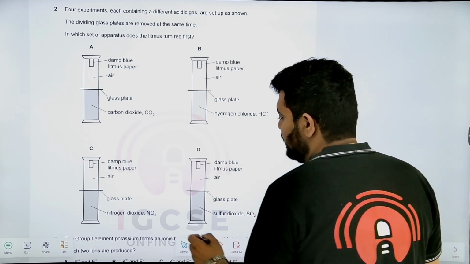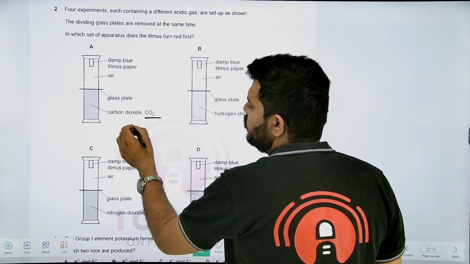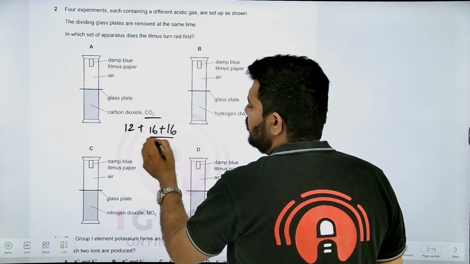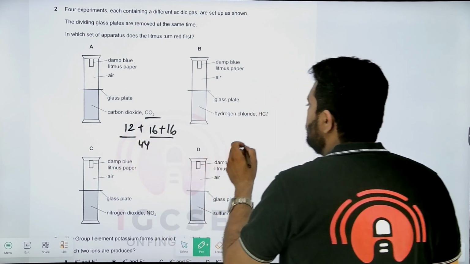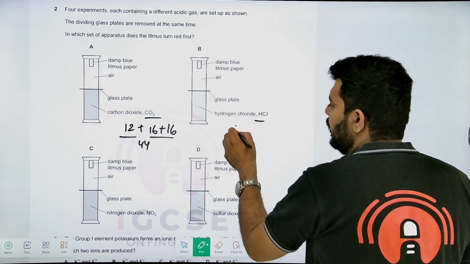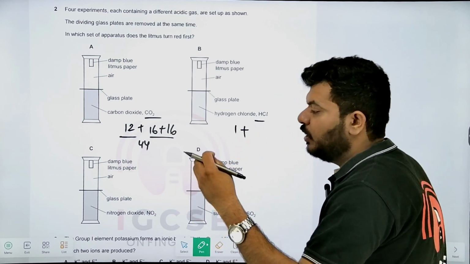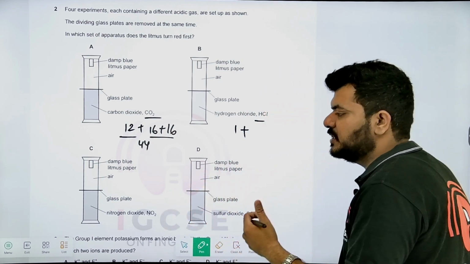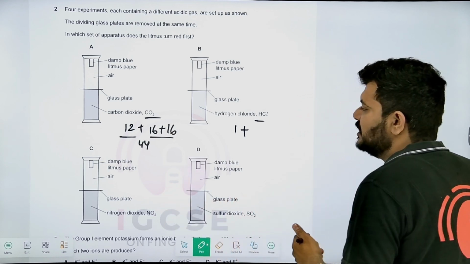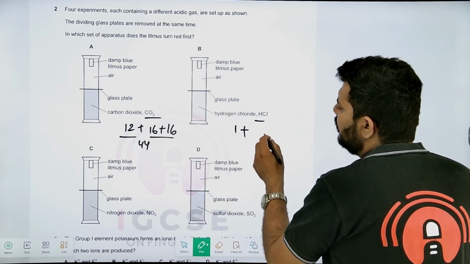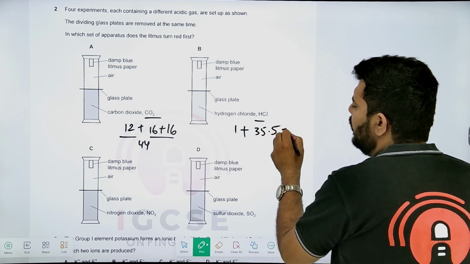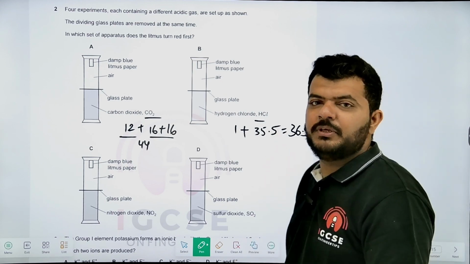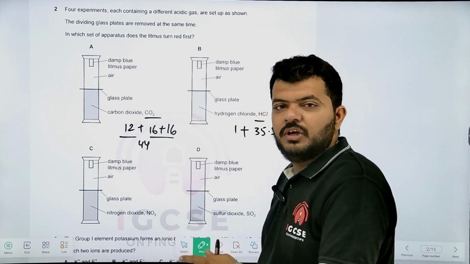To understand that, let us write the masses of these things. So you have 12 plus 16 plus 16, 32 plus 12 is 44 gram. Here you have hydrogen as 1 gram. This is their relative atomic masses. I am trying to find their relative molecular masses. The gas with lowest relative molecular mass diffuses the fastest. So we have 1 plus 35.5, which is 36.5. Right? You can find these values from the periodic table on the last page of your paper.